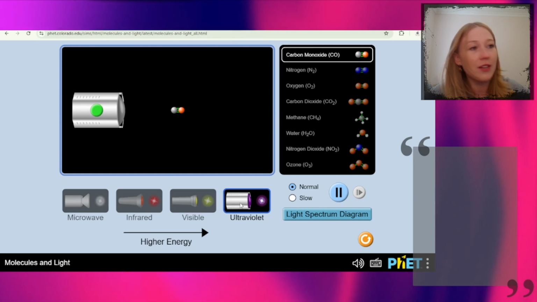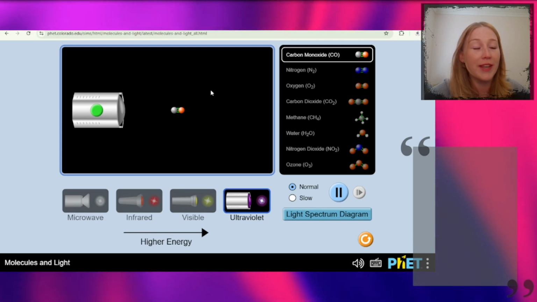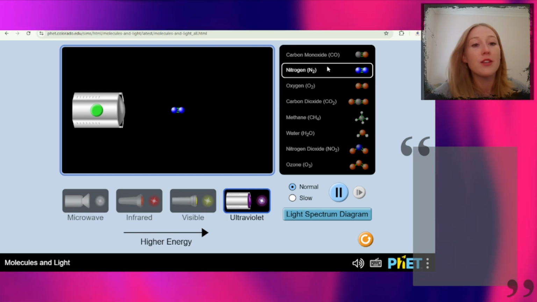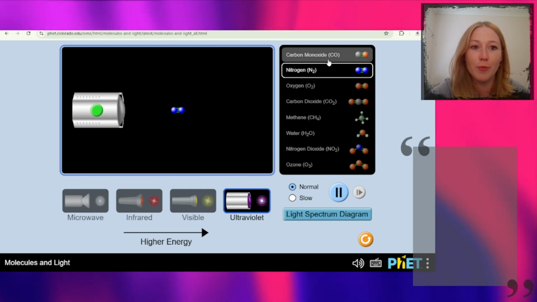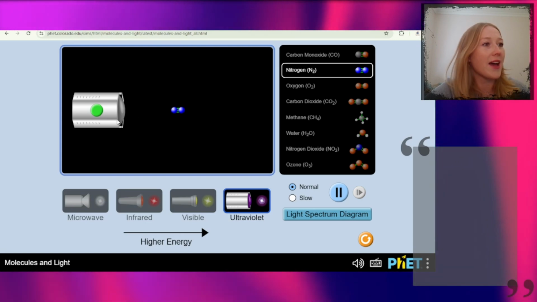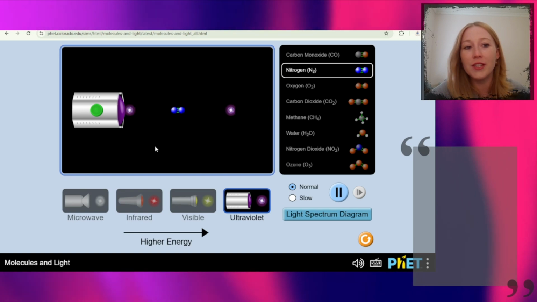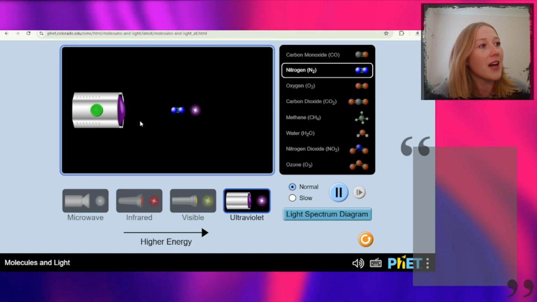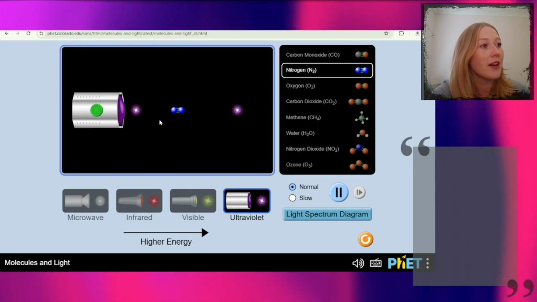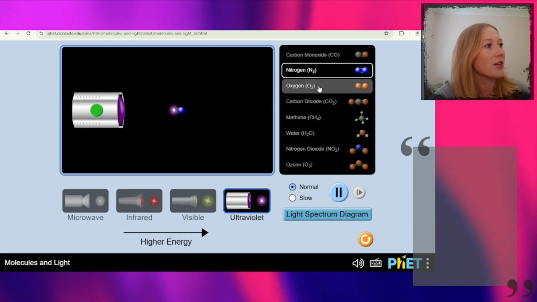So I've got a little ultraviolet torch, and this is supposed to be different types of gases. So I'm going to start with nitrogen. Nitrogen is the most abundant gas in our atmosphere. It's about 80%. And I'm just going to turn the little torch on. There we go. And there you can see it's shining the light, and the light is just passing through this gas. It's just passing over it, and it's not really reacting in any way. Nothing's happening. So let's try a different one.